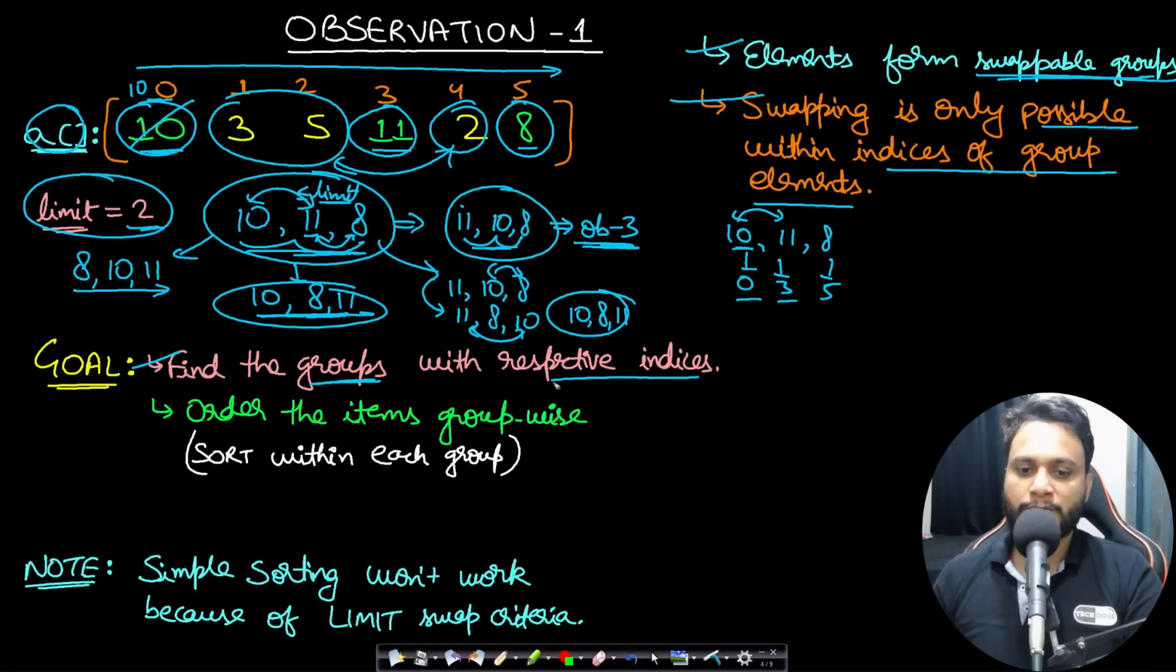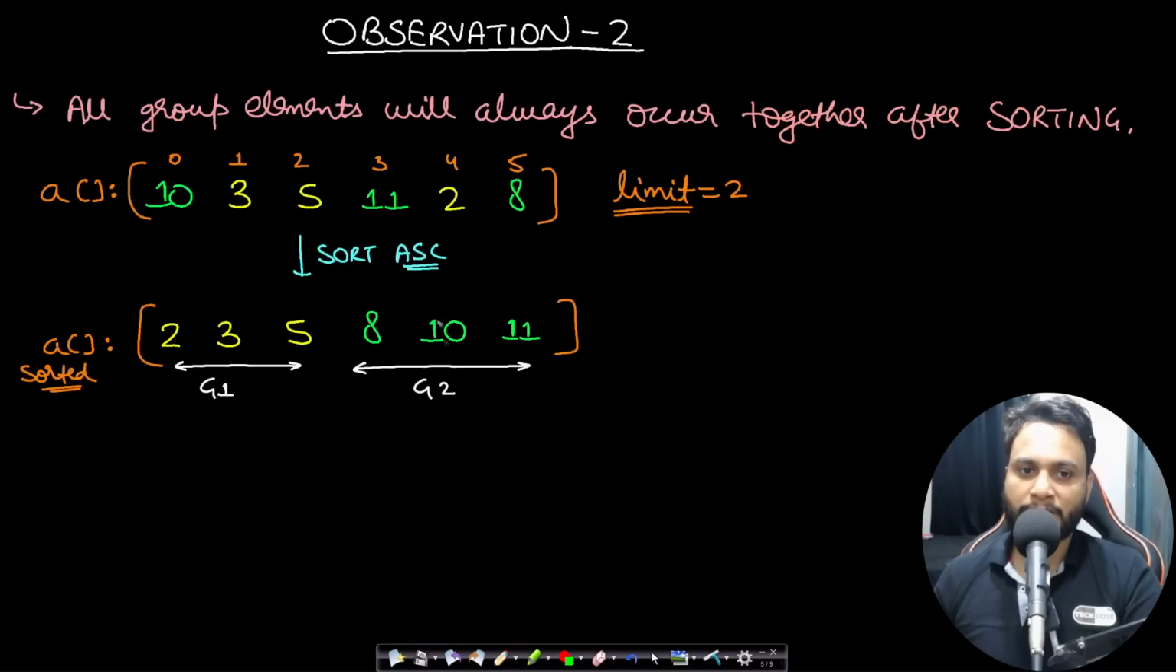So find the groups with the respective indices, and then we have to order the items group-wise. This should be the goal, right? And we should always remember that simple sorting won't work because of the limit swap constraint. This is observation number 1.